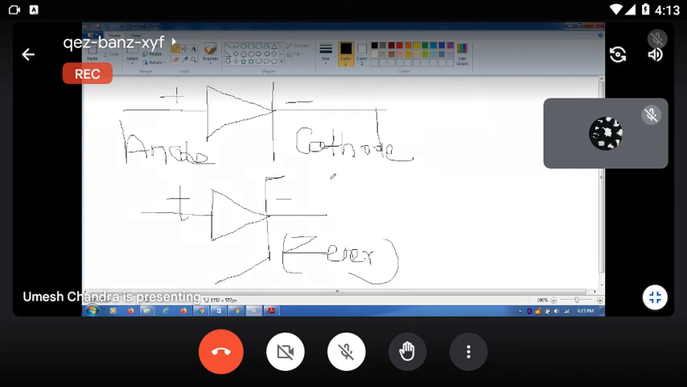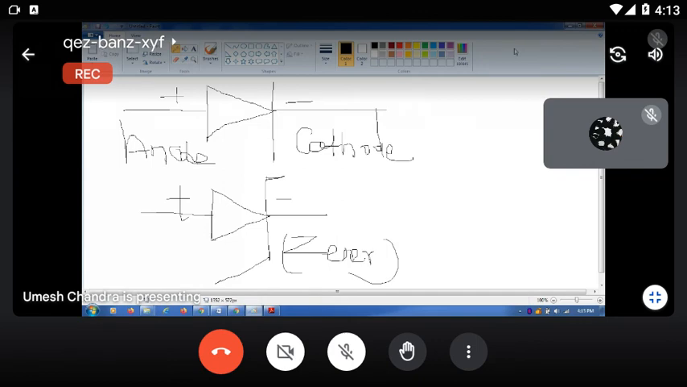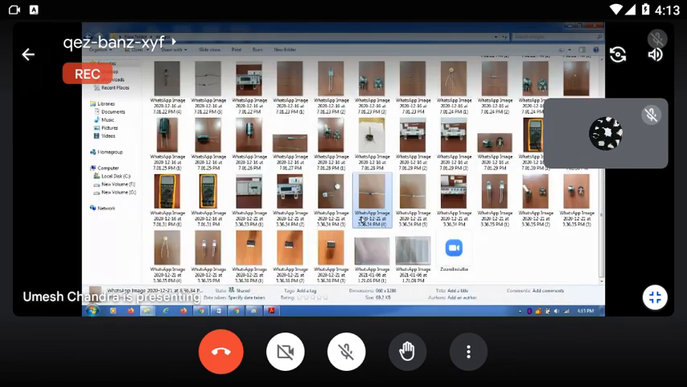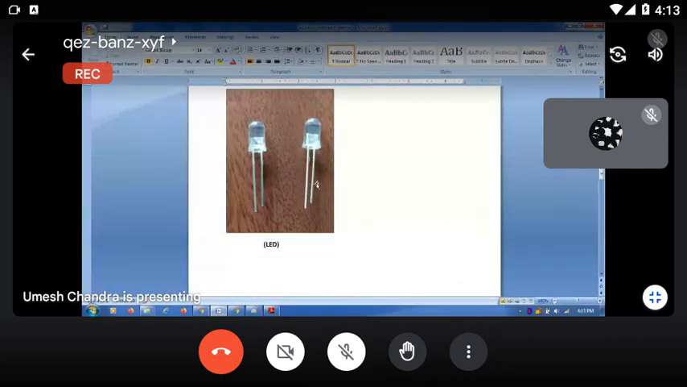Okay, now you identify the anode or cathode of the PN junction diode and Zener diode. All of you identify? Yes, sir. And the next one is LED, that is light emitting diode. In the LED case, there are two terminals, one is bigger and the other is smaller. The bigger one is positive and the smaller one is negative.